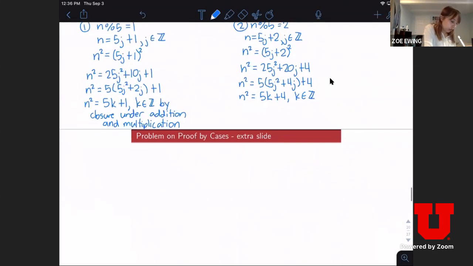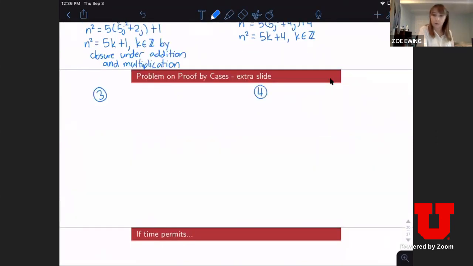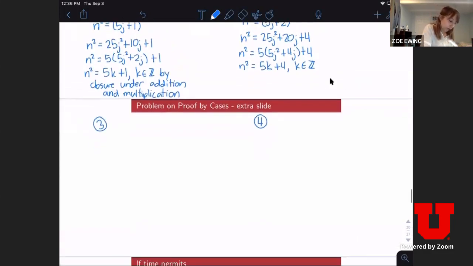So let's just do 3 and 4 together really quick before we run out of time, and then I'll take questions. So for 3, we have that n mod 5 equals 3, which essentially means that n equals 5j plus 3, where j is in the set of integers, and we can square both sides.